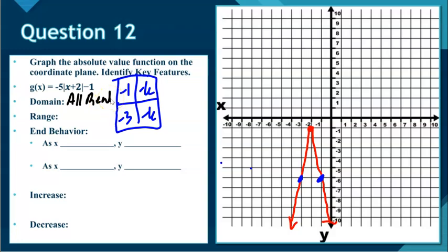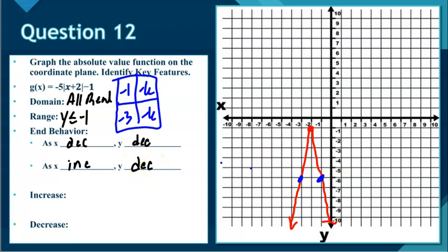The range, it has a high point. The highest it goes on the y-axis is negative 1. So we know that y is going to be less than or equal to negative 1. It never goes above negative 1. The end behavior, the arrowheads are pointing down. So as x decreases, y decreases. And as x increases, y decreases.